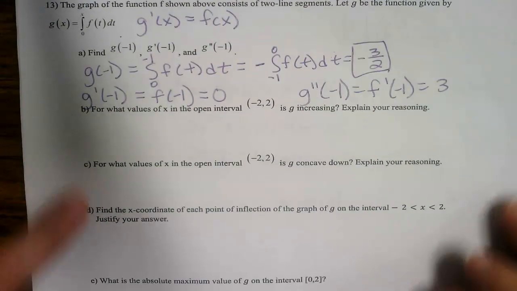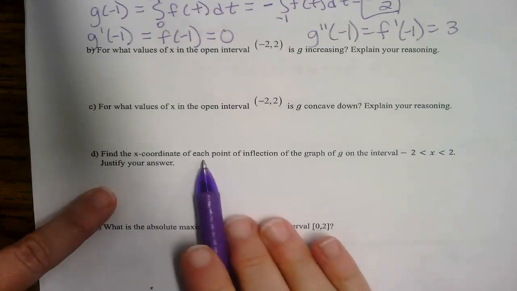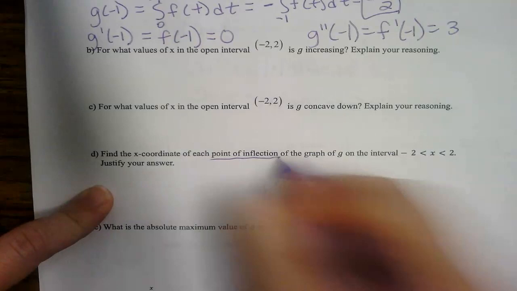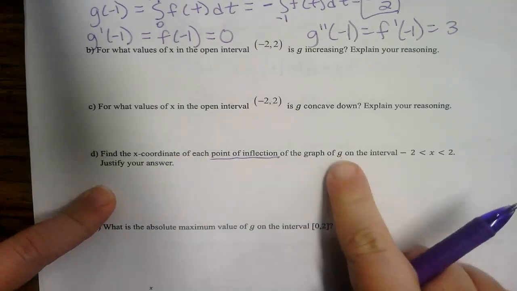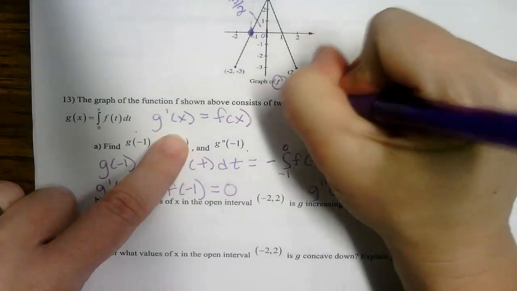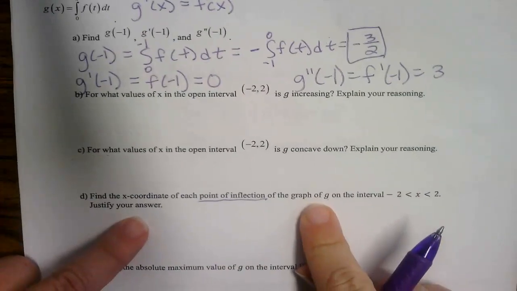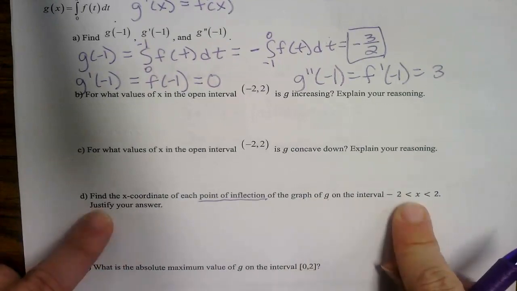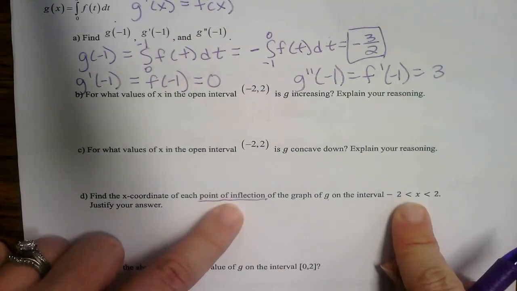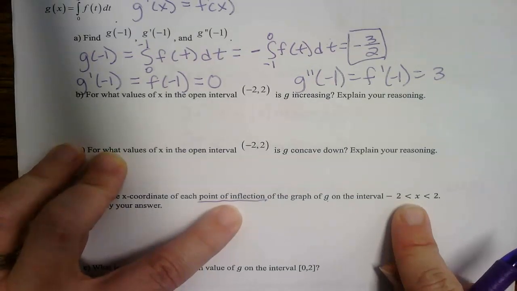Okay, skip down to D. Find the x-coordinate of each point of inflection on the graph of g. Remember when we're talking about g here, we have the g prime graph here. So we're keeping in mind that we're translating it on this interval, and justify your answer. So when we're talking about points of inflection, when we're looking at the slopes graph, we're looking for where it's changing from increasing to decreasing.